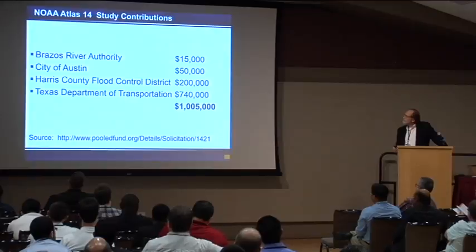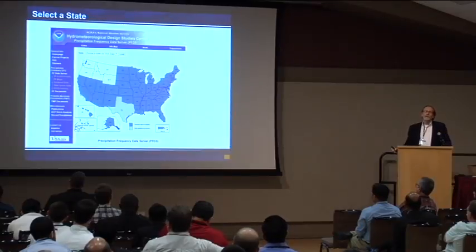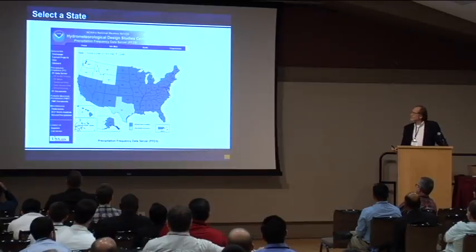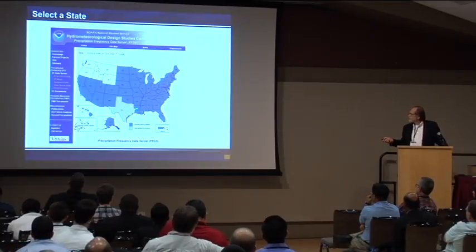We've got Brazos River, City of Austin, Harris County Flood Control District. Of course, TxDOT's handling the lion's share, about 3/4 of the funding, about $1 million for the total project. It's a pretty cool type product. It's all web-based, so this atlas, you would just simply go to the website. You'll select the state that you're interested in, and you can see that right now the state of Texas is highlighted a different color. That's because it's not complete, but all the darker blue are available.